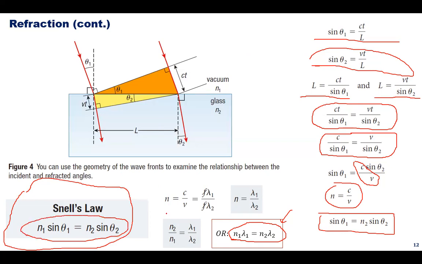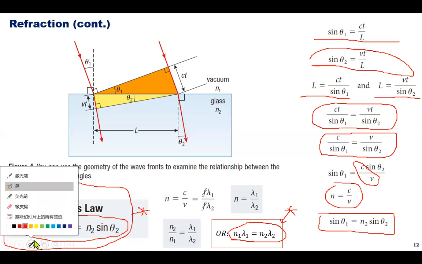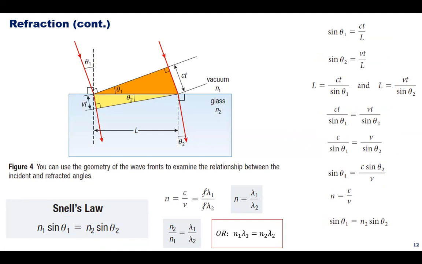So we have derived two important relationships. One of them is called Snell's law, which is n1 sine theta 1 equals n2 sine theta 2. Another one is here, n1 lambda 1 equals n2 lambda 2. Again, lambda 1 is the wavelength in substance 1, and lambda 2 is the wavelength in substance 2. Okay, I'll give you some time to have a look at this relationship here. Any questions, just let me know, okay?